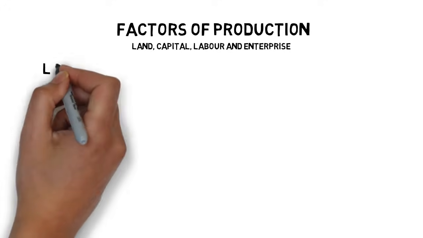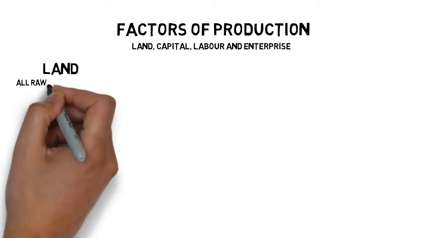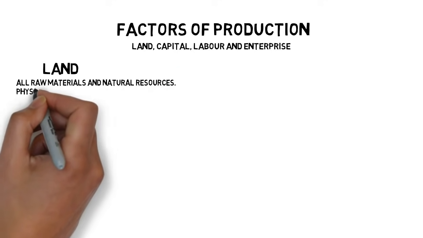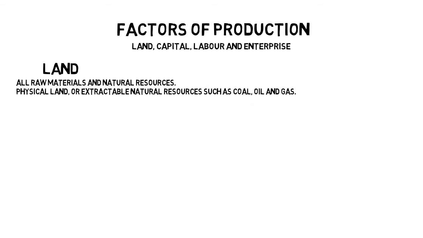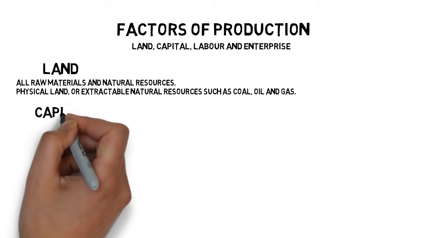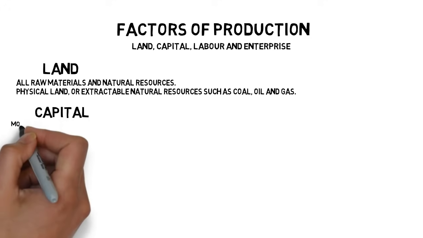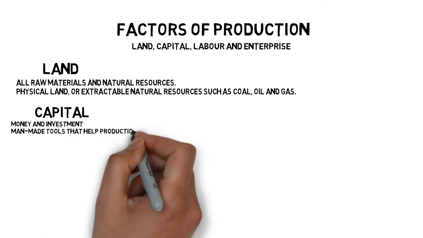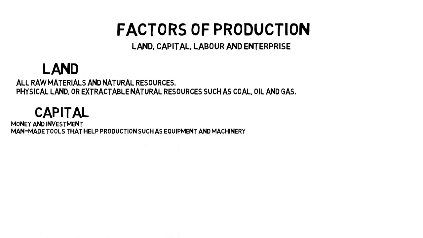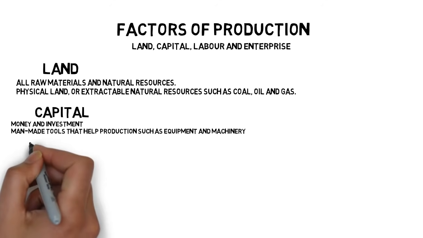For example, land: all materials and natural resources. The actual physical land or extractable natural resources such as coal, oil and gas. So that is what land is. Capital basically means money, and it could also mean investment. So capital is money, investment, and equipment; machinery can also be classed as capital. So to create more products, we might have machinery. So that machinery is our capital.